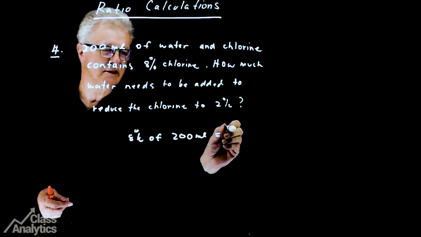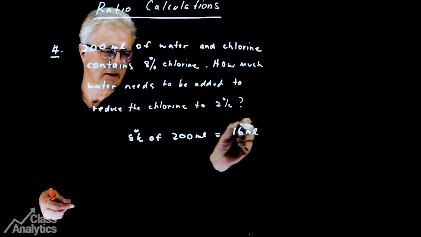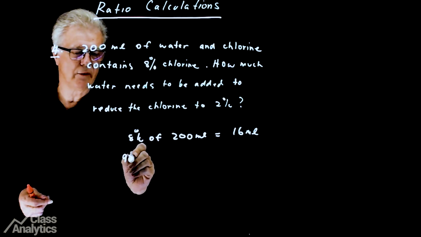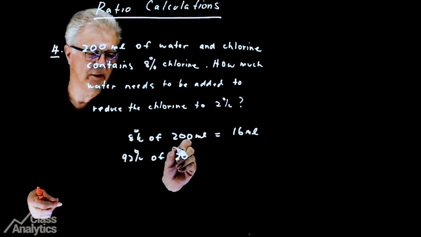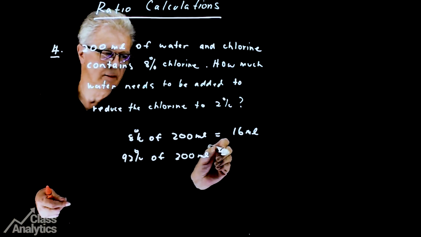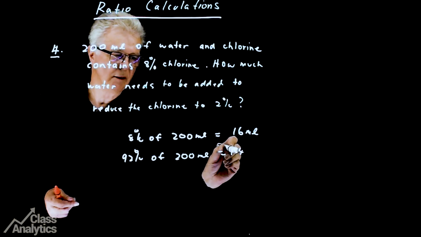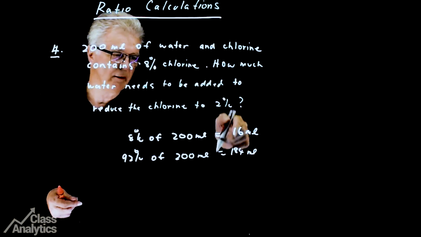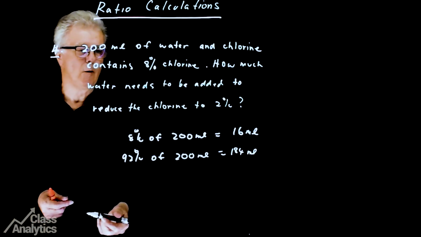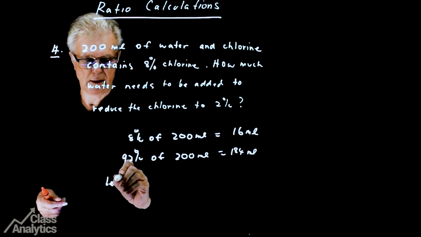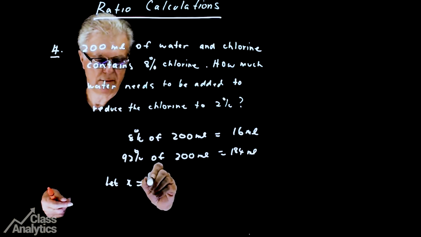Multiplying it together, we're going to get 16 ml. Now we've got 92% of the water, so it's 92% of the 200 ml, gives me 184. These two will add to 200, like you're just taking it away from the 200. Right, now I'll let x equal the extra water.